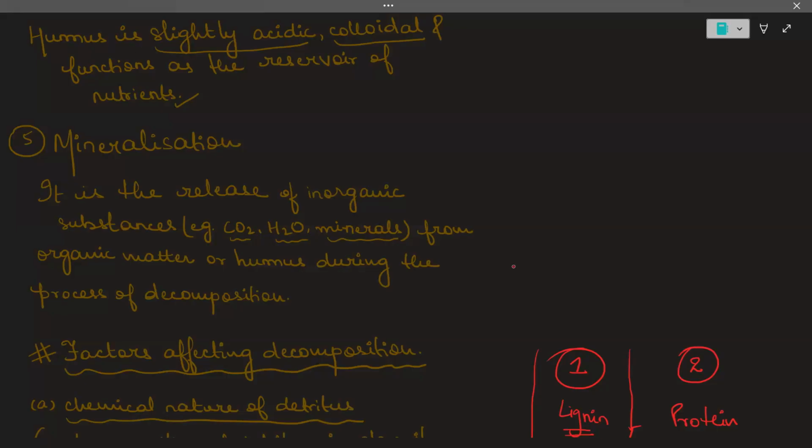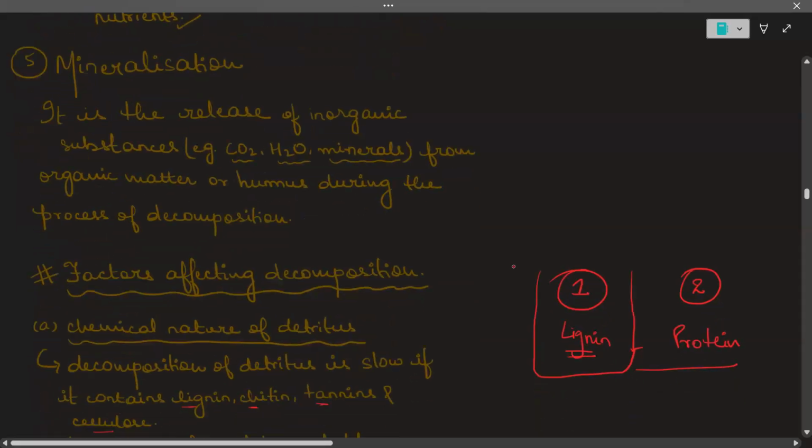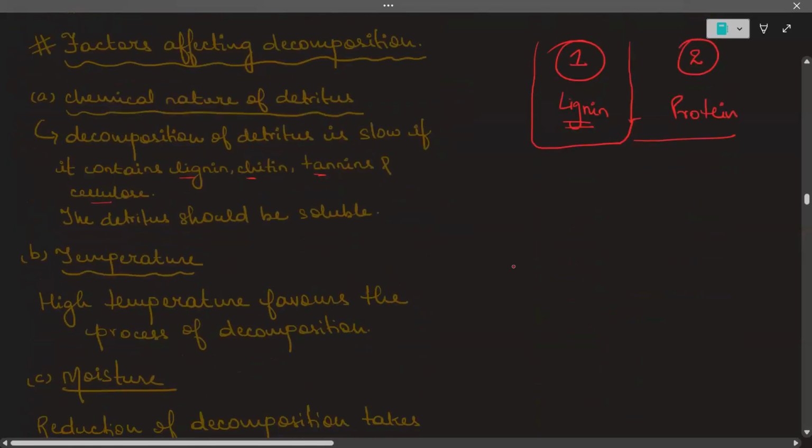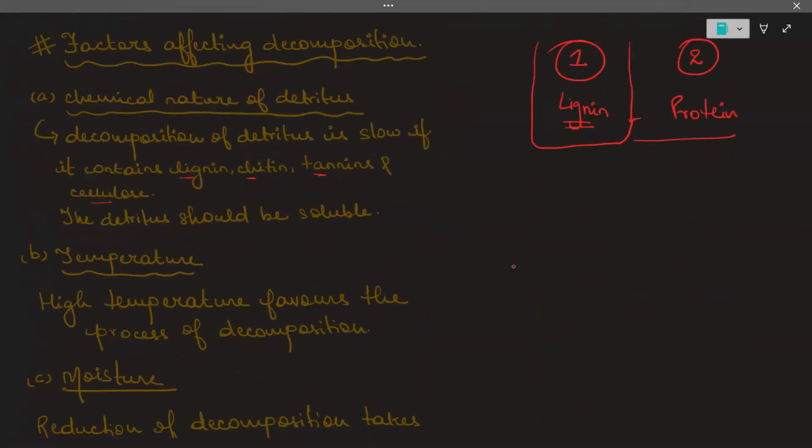Now let us see the factors that affect decomposition. The first is the chemical nature of the detritus. If the detritus has more hard substances, it will degrade slowly. It will be slow if it has a lot of lignin and chitin, because these are very hard substances. If these are absent, then the detritus will have a much greater rate of decomposition.